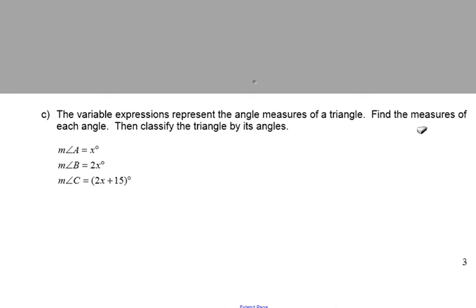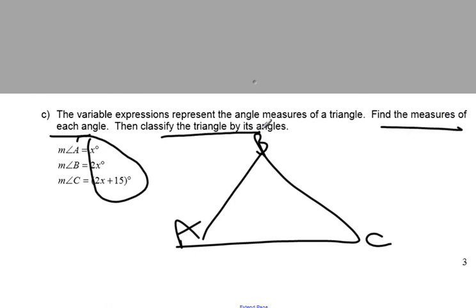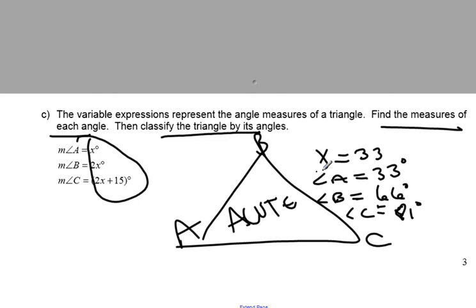The variable expressions represent the angle measures of a triangle. Find the measures of each angle. So you're going to have to draw a little picture so you understand that A, B, and C are just the angles in a triangle. And then after you find out what x is, plug that x back in to find the measure of the angles. Pause the video and let's see what you get. Oh, and also after you find the measures of each angle, you're going to classify the triangle by its angles. So equiangular, acute, obtuse, right, etc.